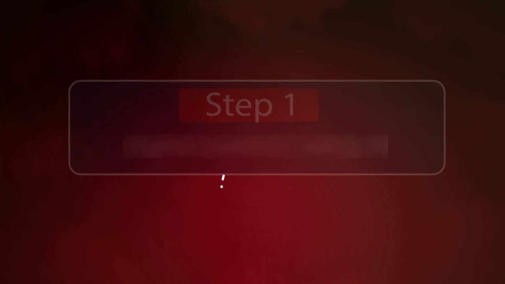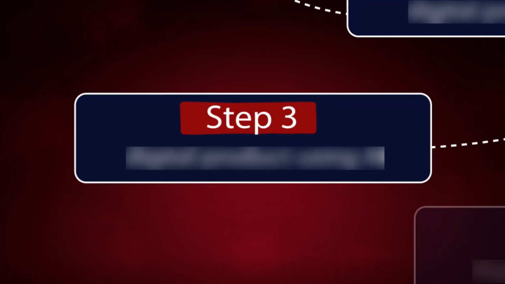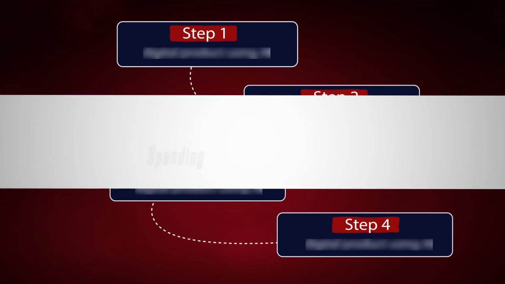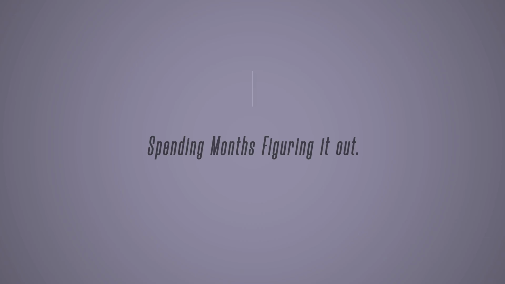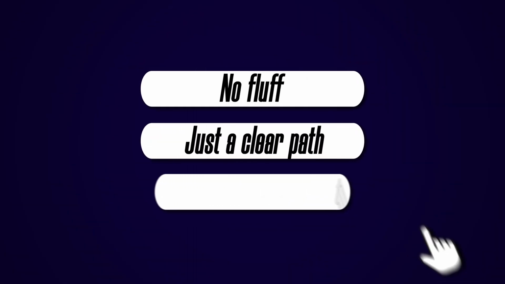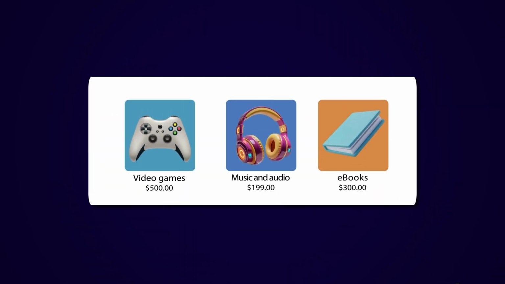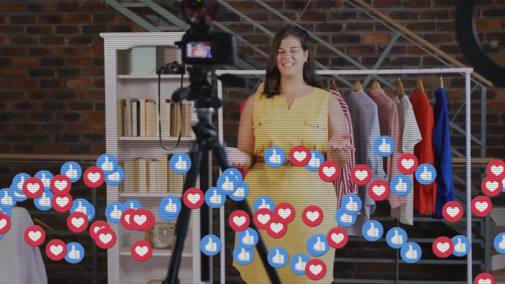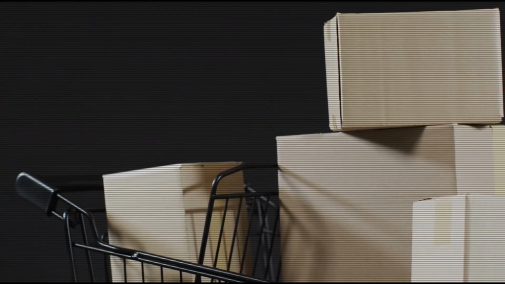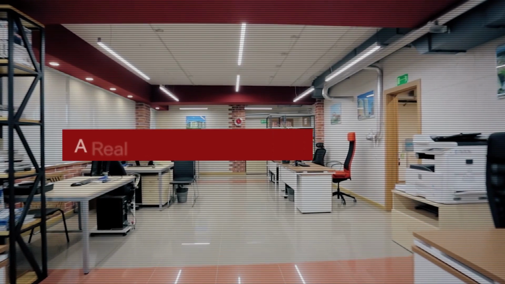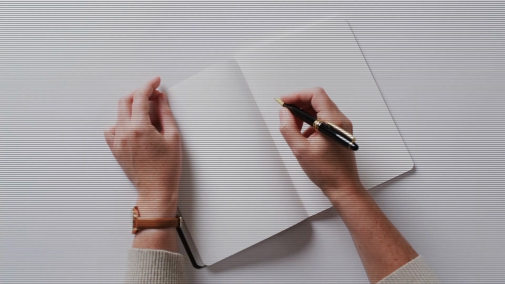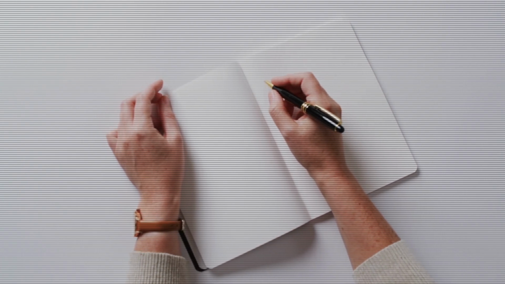I'm going to show you step by step how to create your first digital product using AI and launch your own store without hiring anyone or spending months figuring it out. No fluff, no overwhelm, just a clear path. Pick your product, create it fast, package it like a pro, and get your store live starting today. By the end of this video, you'll have a real product, a real store, and a real plan to start making money online. So grab a notepad or screenshot the parts you need, and let's dive in.